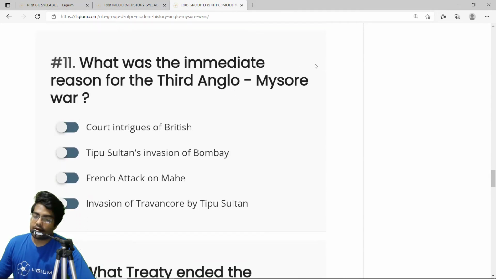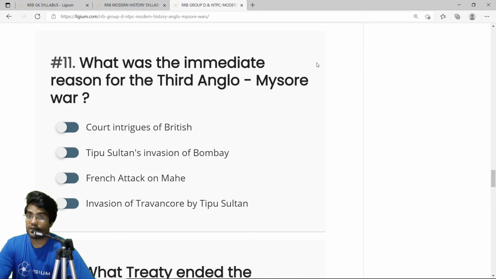What was the immediate reason for the Third Anglo-Mysore War? The immediate reason for the Third Anglo-Mysore War was the invasion of Travancore by Tipu Sultan. Now Travancore, or basically Kerala, was actually under the protection of Tipu Sultan. The Travancore king approached the Dutch and Tipu Sultan considered it a backstab, a betrayal. So that is why he decided to invade Travancore.